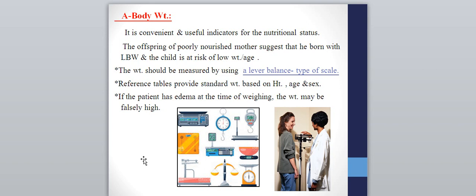So for the reference table, we have to provide the standard weight according to the reference table, and we have to compare the result of the person or patient with the standard table. It is also based on height, age, and sex. There are different tables according to sex, to gender. If the patient has edema at the time of weighing, the weight may be falsely high because of edema. So we have to be careful when we weigh a patient with edema, as it is a false weight.